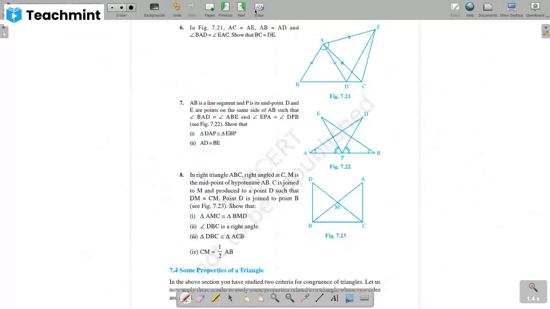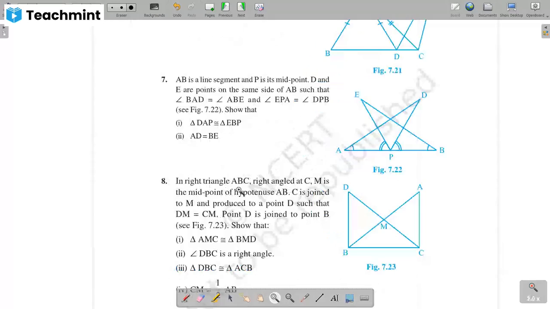So let's start. This is our next question, number 7. AB is a line segment and P is the midpoint. Where is AB? AB is a line segment and P is the midpoint. It means it is given that AP is equal to BP. So read the question twice, see the figure and try to write what is given in the question. So P is the midpoint, it means AP equals BP is given.